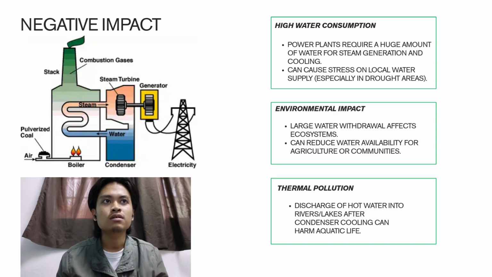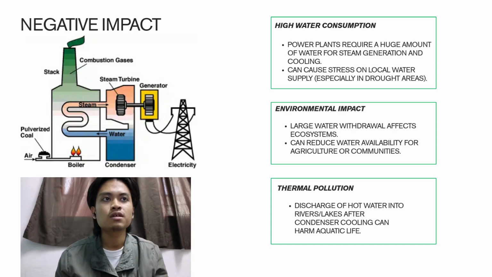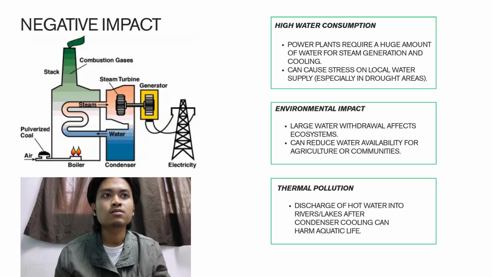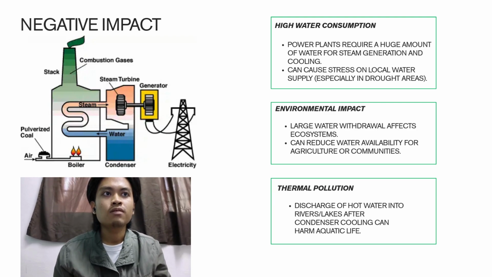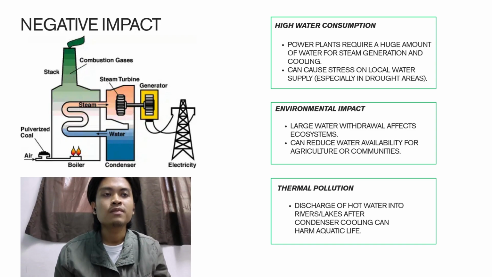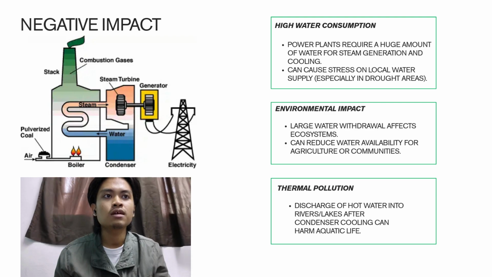First, high water consumption. Power plants require a huge amount of water for steam generation and cooling, can cause stress on local water supply, especially in drought area. Secondly, environmental impact. Large water withdrawal effect ecosystem can reduce water availability for agriculture or communities. Lastly, thermal pollution. Discharge of hot water into rivers or lakes after condenser cooling can harm aquatic life.